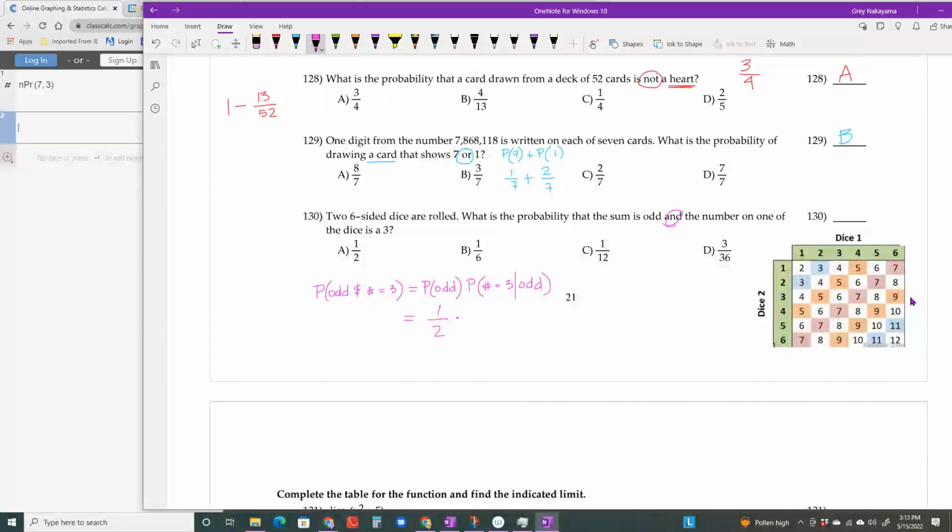Okay, now in this next one, of the odd ones, so of all these highlighted ones, which one has a 3 on the dice? If I look at these, that's 1, 2, 3. That has a 3 on the dice. And this has a 3 on the dice. So there's 3 there. So that's 6 out of the 18 that are odd. And when you multiply 1/2 times 6/18, you get 1/6. So our answer is B.